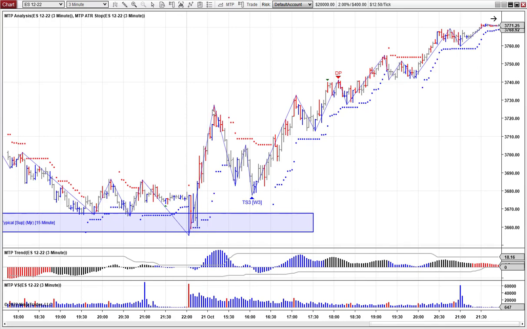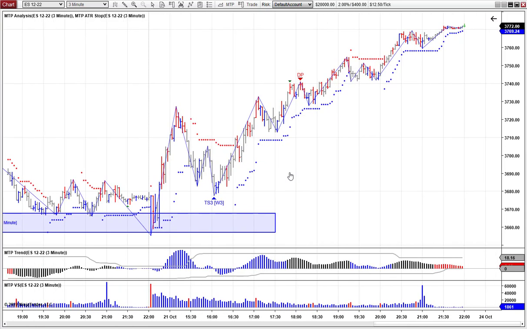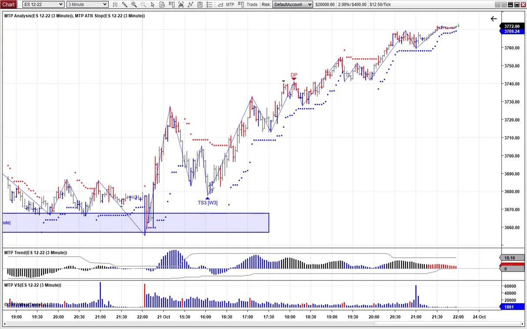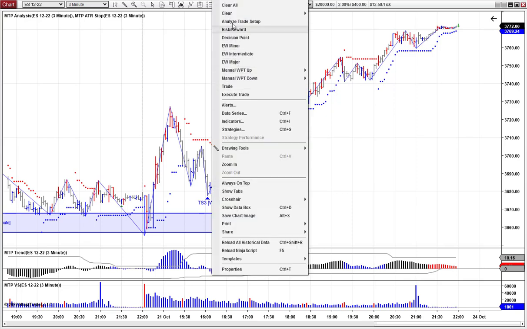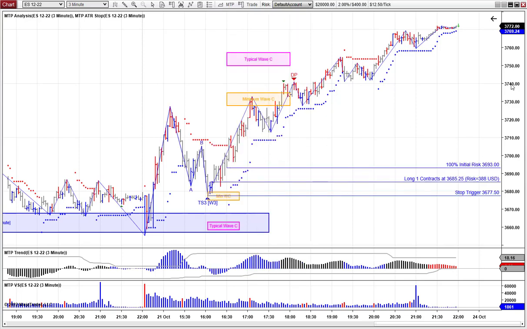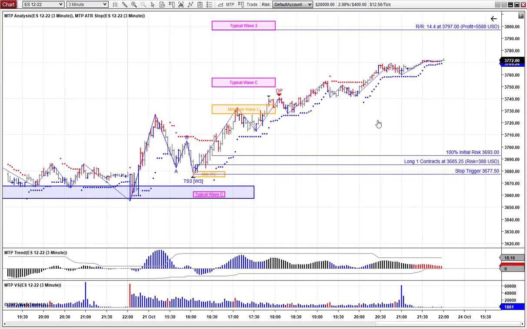The market then went up, it then came down, made an ABC correction here into our buy setup. Our MTP trend helped confirm this by going long. So let's right mouse click over the blue buy bar here and place the analysis on. So this gave you the analysis. If I scroll up, this was the original analysis. This would have been on the chart at the time of the setup.